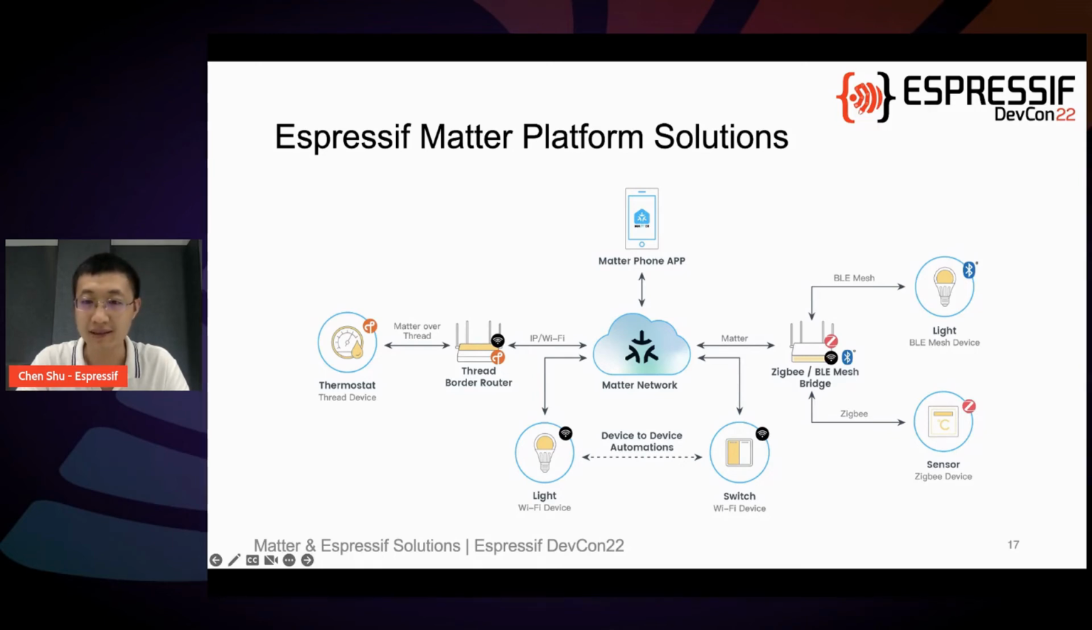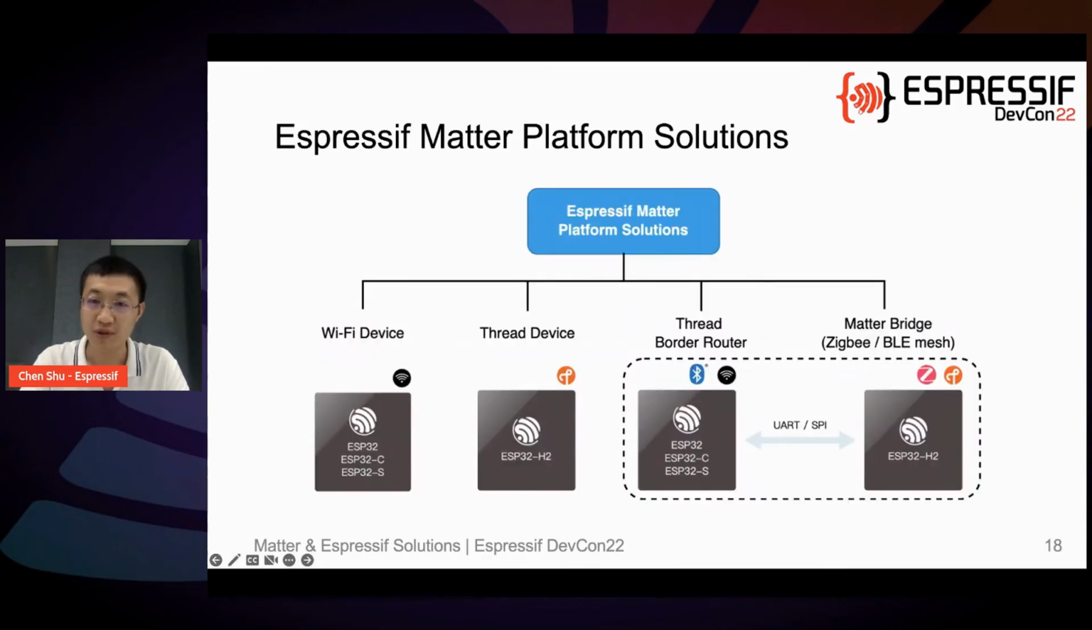On the right side, there is a Matter bridge device. Bridge is one of the useful features in Matter, which allows the use of non-Matter devices in a Matter fabric. For instance, a Matter Wi-Fi switch controls a built-in mesh light, or a Matter thermostat subscribes to the temperature data of a Zigbee sensor. Espressif provides customers with platforms that cover all these Matter devices. Our Wi-Fi-enabled SoCs and modules, such as the ESP32, ESP32-C, and ESP32-S series, can all be used to build a Matter Wi-Fi device.